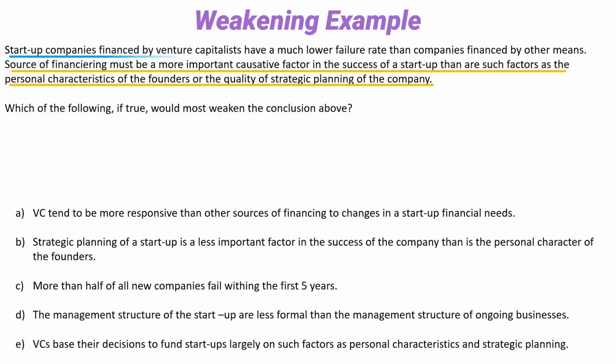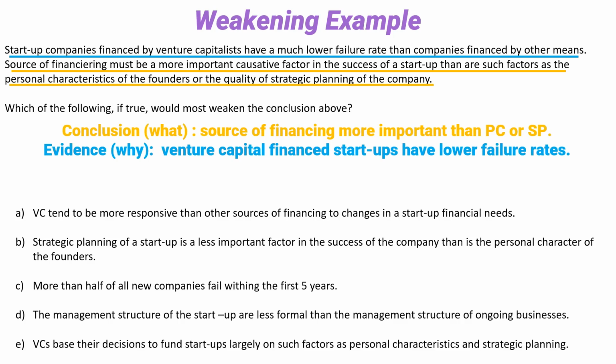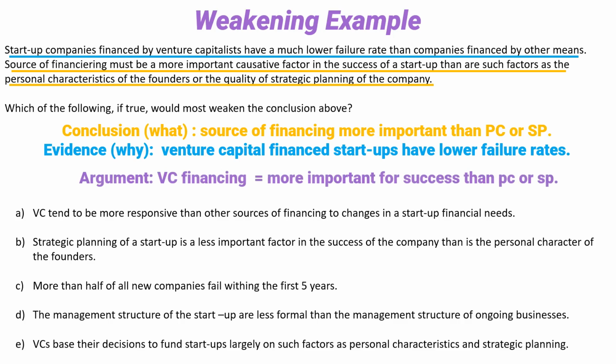What's their evidence? Well, startups that get VC capital have lower failure rates than startups that get financed by other means. Okay, got it. So the argument is that VC financing is more important for the success of a startup than the personal characteristics of the founders or strategic planning. Now, we're in a weakening question, so we're looking for an answer choice that says something like, oh, VC financing is not more important than the personal characteristics of the founders or the strategic planning. Basically, the success of the startup isn't really just all about the financing. Well, let's see if we get an answer choice that says that.